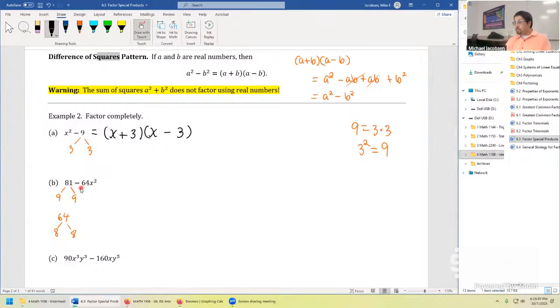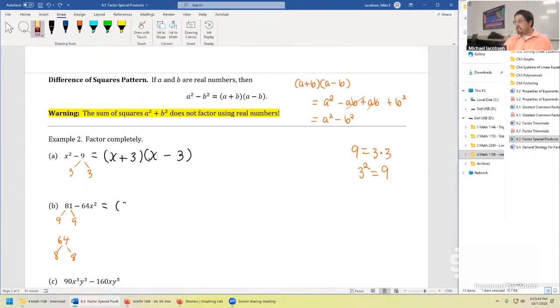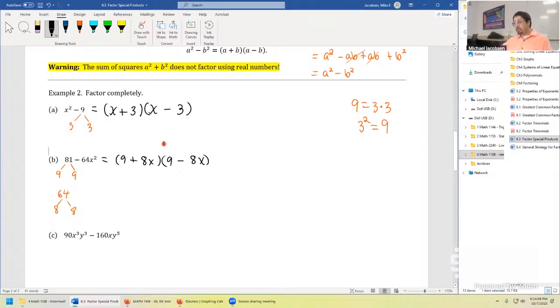And that means we can just rewrite this whole thing as 2 sets of parentheses like before. So 81 just splits up as 9 times 9. Negative sign in the middle always means the signs have to alternate as plus and minus. And for 64x squared, we could just break this up as 8x and 8x. And then that completely resolves the problem.